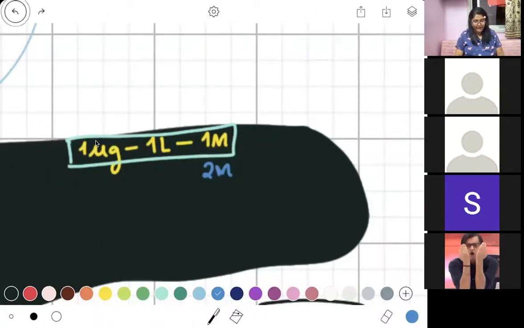Let's say you already weighed out 1 microgram because it's a really small quantity and you're like, enough, no more. So what you can do is change the volume to 0.5 liters. And there you go, you made a 2 molar solution. This way, there are many other conversions that you can use to make your calculations as easy as a piece of cake.